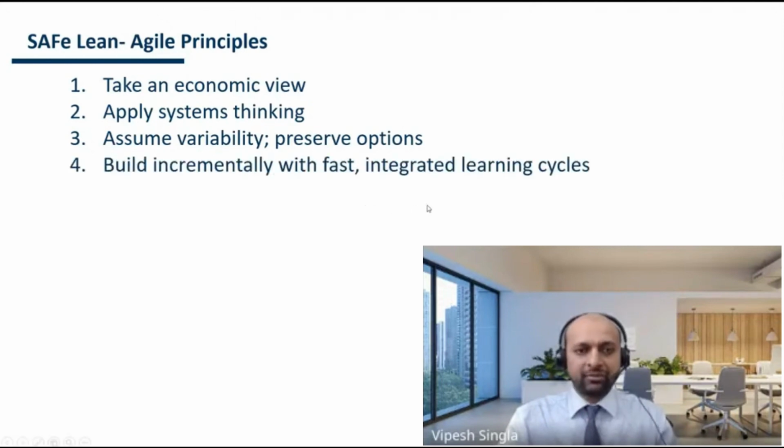The next SAFe principle is build incrementally with fast integrated learning cycles. This principle encourages us to build systems incrementally and to integrate them frequently. For example, let's say a software team is building a human-like robot, like the example I was giving you before. Instead of building this human-like robot in one go, we build it step by step. Let's say we build the hand first.